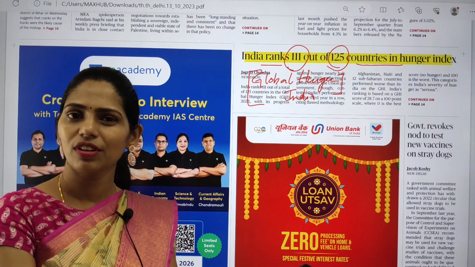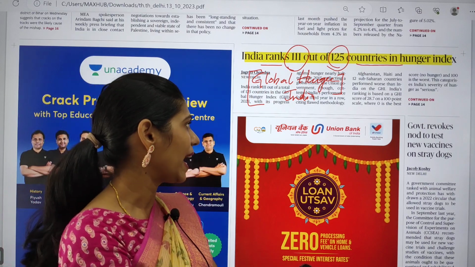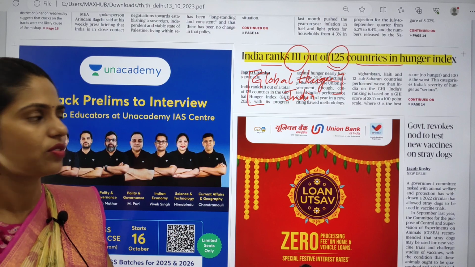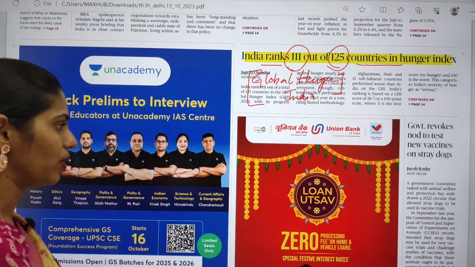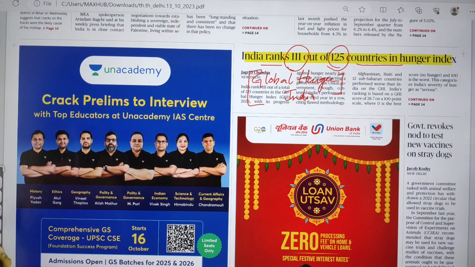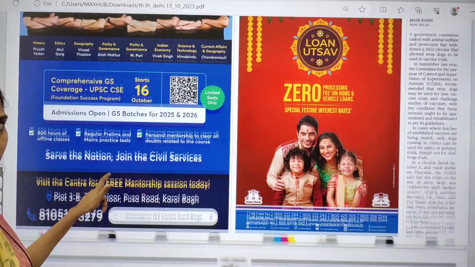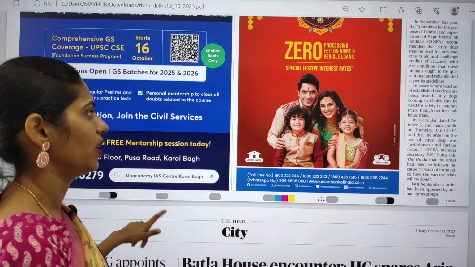Because of this, India will not accept the methodology which is taken into account. So this article is most important, and the data that you collect here will be important whenever you are writing any essay or any Mains answer.